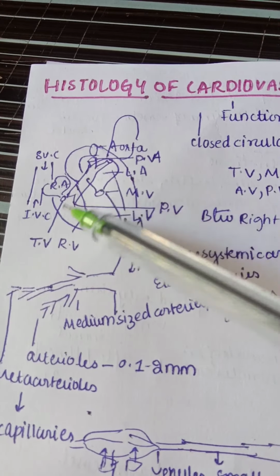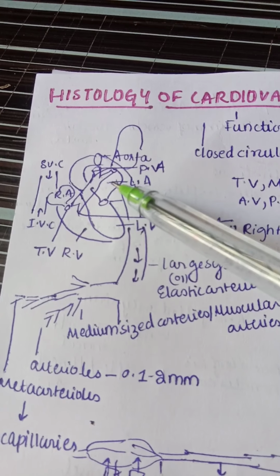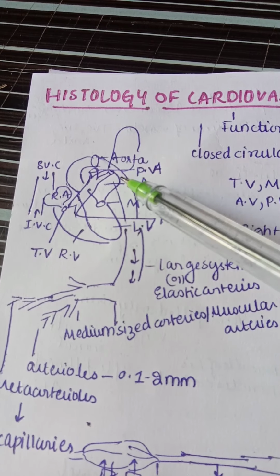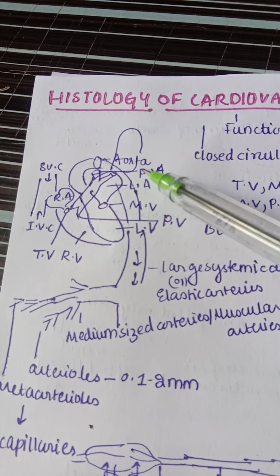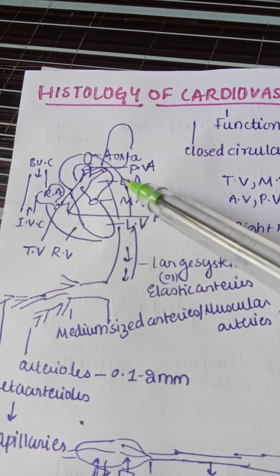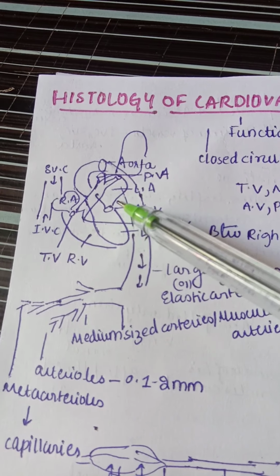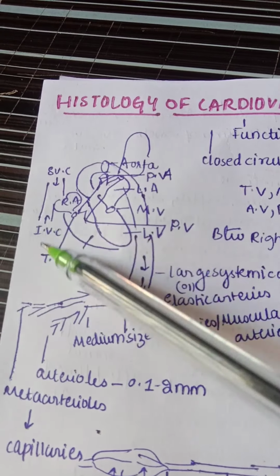So once again let us revise. From the pulmonary artery to the pulmonary capillaries, carbon dioxide is lost and oxygen is gained, and the oxygenated blood goes into the left heart by the left atrium. So this is by the pulmonary veins. So this is nothing but our pulmonary circulation between the right and left heart.